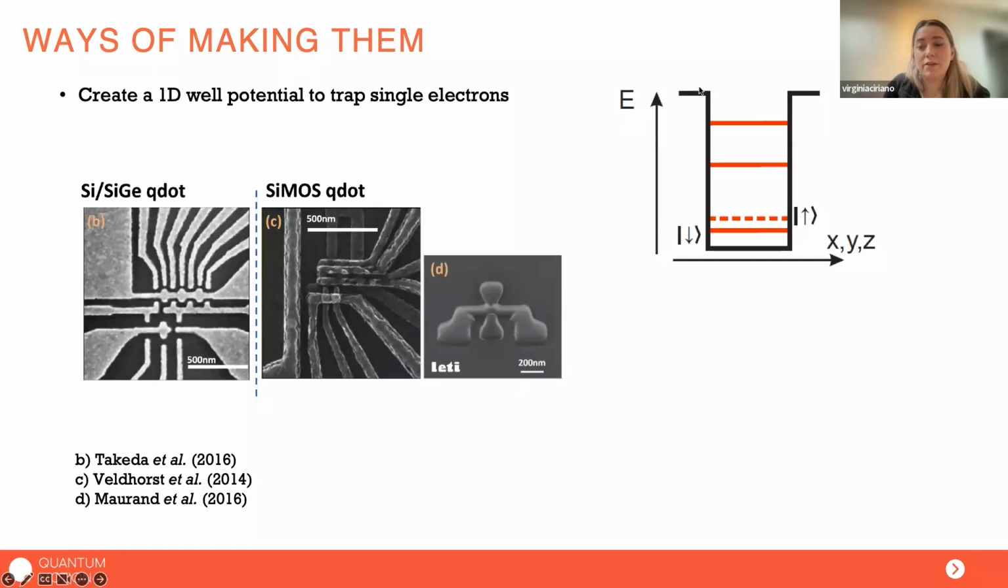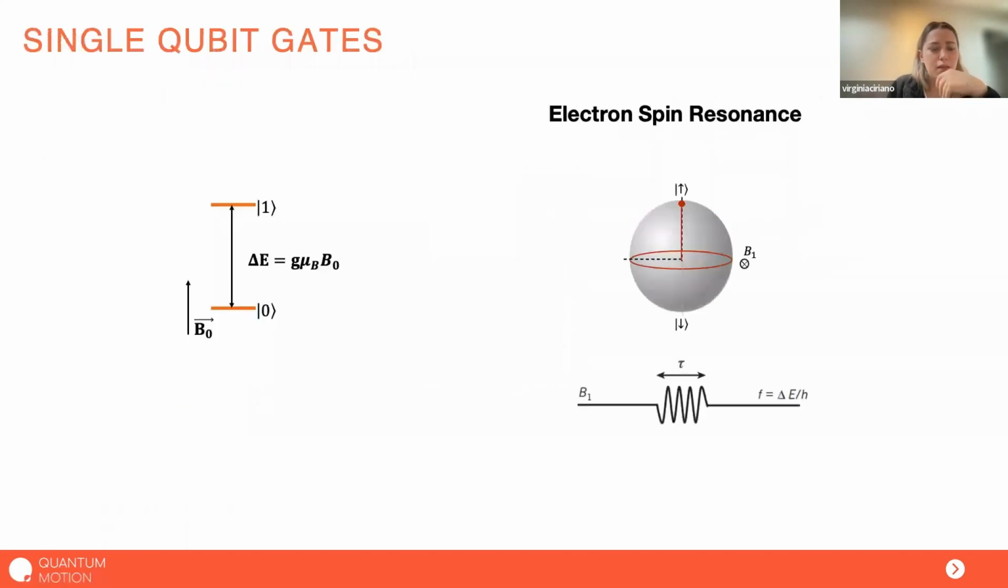Because their dimensions are so small and they are at low temperatures, their energy levels are discretized. So when we apply a magnetic field, we can separate the energy level into spin up and spin down by the Zeeman energy. So far we have our quantum two-level system, but how do we interact with it?